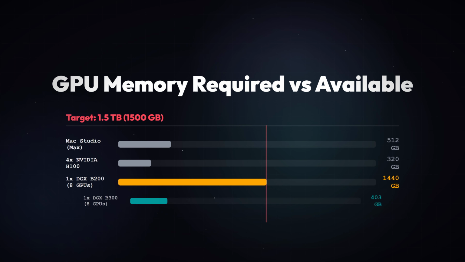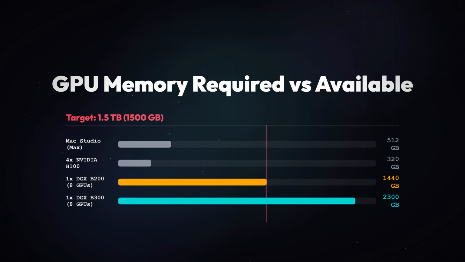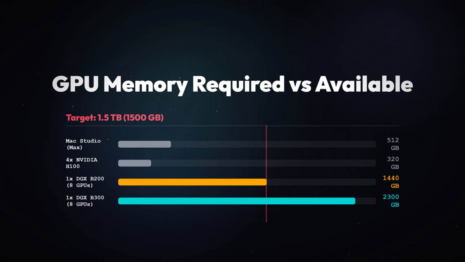A DGX B300 is more realistic, 8 B300s, about 2.3 terabytes of GPU memory. That leaves roughly 900 gigabytes above the raw weight estimate, which is enough breathing room to actually load the model. We still need real benchmarks to know how fast it runs, but it's at least plausible on paper.